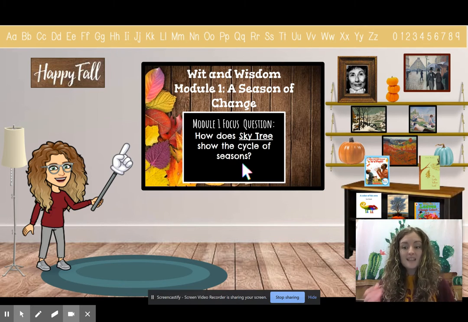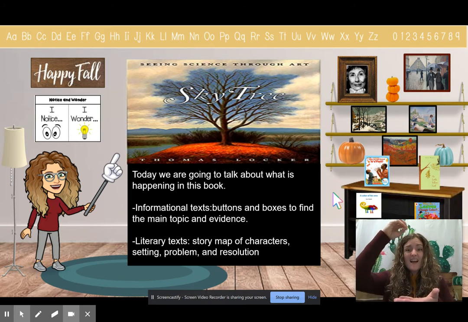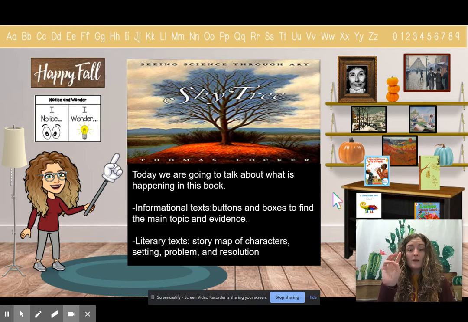So think about our book, Sky Tree. Today we are exploring what is happening in this book. But in the past, when we are talking about what is happening with informational texts, we've used buttons and boxes. We have that box, which has our main topic, what the book is all about. And then we have the buttons that give evidence about that topic. So we have that topic statement, the box, and then we have our three buttons, which are our evidence. With literary texts, we use a story map, and a story map shows us the characters, the setting, the problem, and the resolution. Now, literary is another word for story. So, literary texts are books that tell a story.